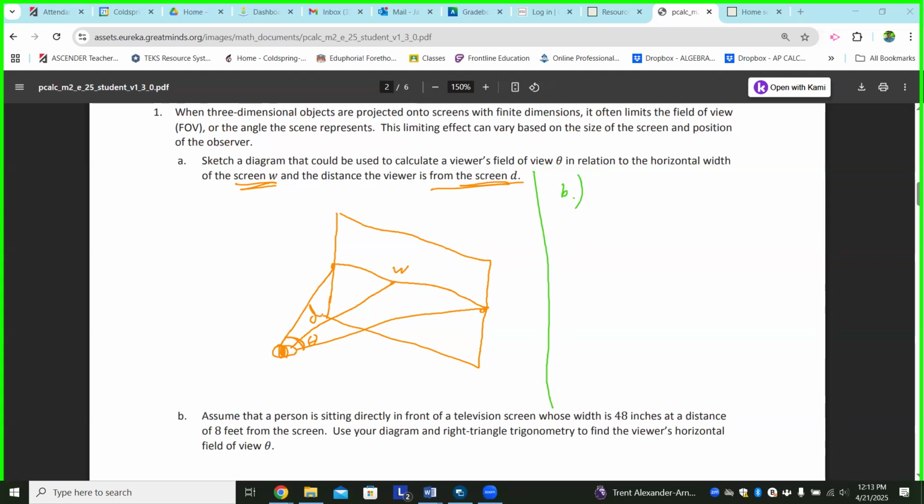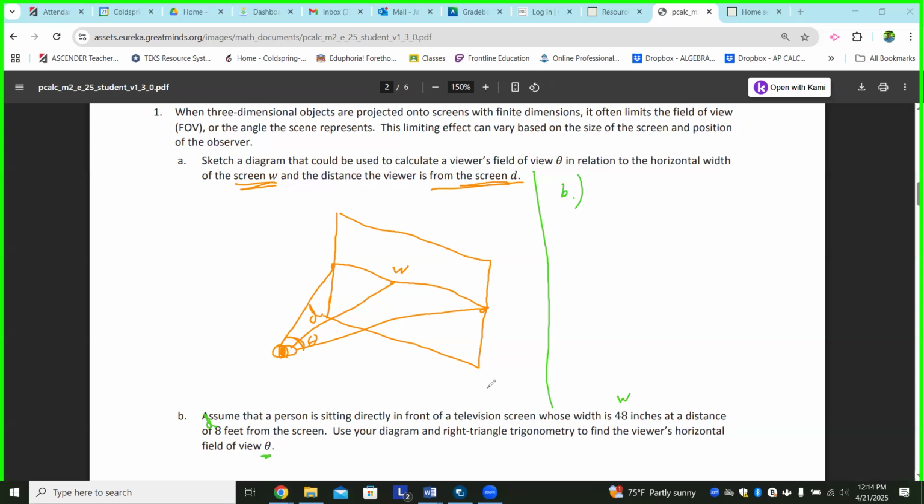All right, so this part then says, assume that the person is sitting directly in front of the television screen, whose width is 48 inches. So the TV screen is 48, so that would be your W. At a distance of 8 feet, so there's your D. You're going to use the diagram and the right triangle trigonometry to find the viewer's horizontal view for theta.